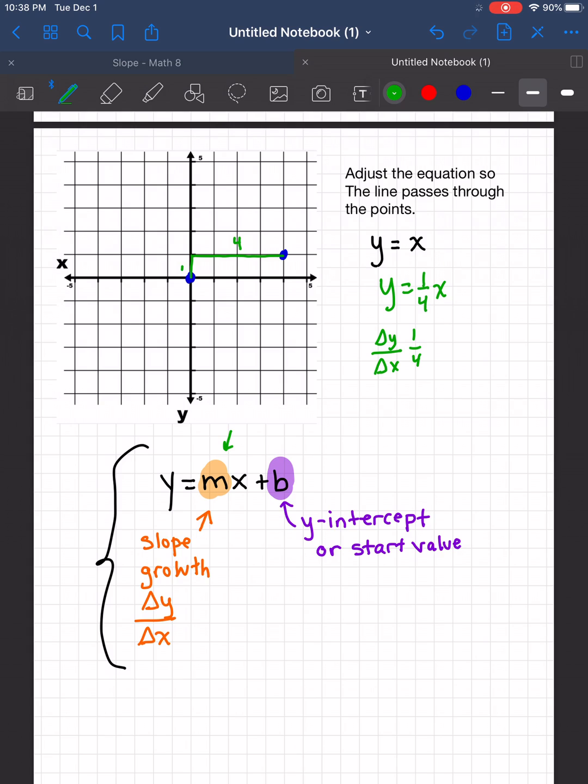Normally I'd say plus b, which is the y-intercept or the start value, but this graph starts at 0. I could say plus 0, but I don't really need the 0 there. So my answer that I would type is y equals 1/4 x. When you type that in, Desmos is going to draw the correct line for you. If you typed in the correct equation, you'll see it go through the 2 points.